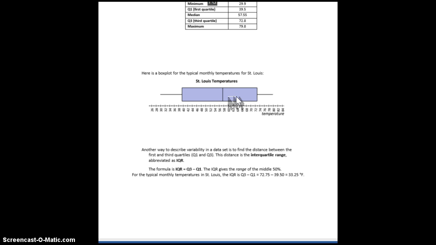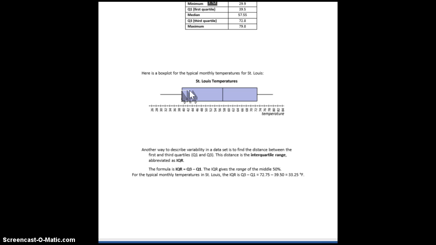And the IQR is a measure of variability. It is very resistant to outliers. So again, how do you get the IQR, the interquartile range? You take your Q3 value minus your Q1 value. And between those two numbers, you have 50% of the data.